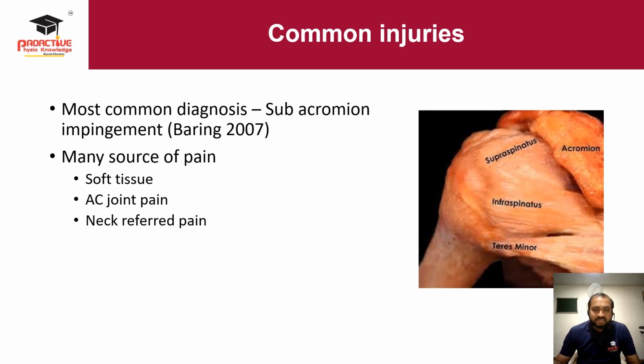There are some common injuries, such as subacromial impingement, the most common diagnosis of the shoulder joint. In common injuries, usually we see in our clinical settings rotator cuff related shoulder pain, rotator cuff tendinitis, rotator cuff tear, and the shoulder joint has many sources of pain, like soft tissue, AC joint pain, and neck related shoulder pain also. All these things we will deep dive into in this mentorship plan.